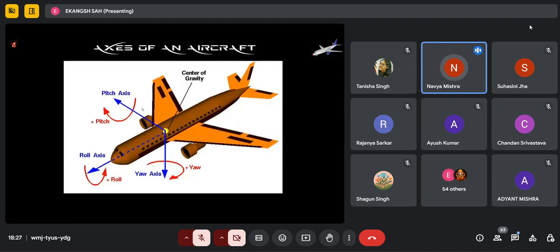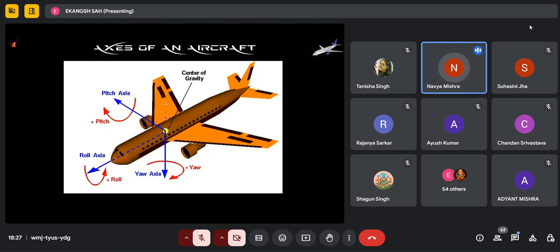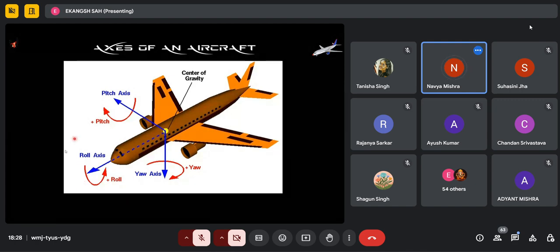So here you can see that in an aircraft we have a total of three axes. The first is the longitudinal axis, the second is the lateral axis, and the third is the vertical axis. The longitudinal axis extends from the nose of an aircraft to its tail, and rolling motion occurs about the longitudinal axis.